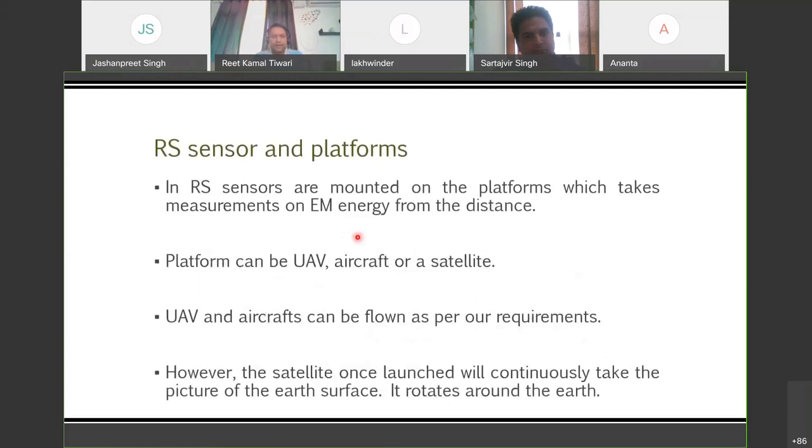Now, the remote sensing sensors and platforms. What can be a platform for these remote sensing sensors? The platform can be a UAV, aircraft, or satellite. Anything can be a platform. We just have to mount a camera there, and we use that platform to send the camera to a higher elevation and capture the image. So we have two terms: remote sensing sensors and remote sensing platforms. Sensors can be a camera or radar, and platforms can be a UAV, aircraft, or satellite.